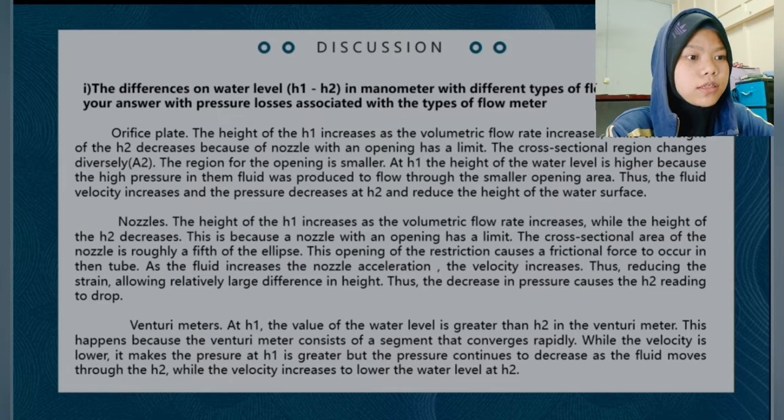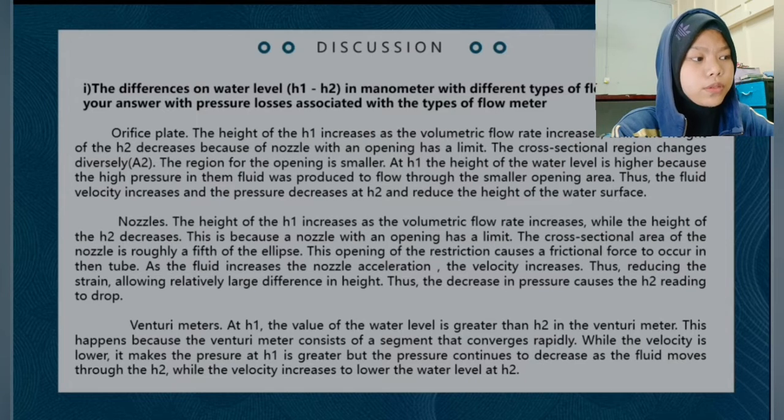Lastly, venturimeters. At H1, the value of the water level is greater than at H2 in the venturimeter. This happens because the venturimeter consists of a segment that converges rapidly. While the velocity is lower, it makes the pressure at H1 greater, but the pressure continues to decrease as the fluid moves through H2, while its velocity increases, lowering the water level at H2.